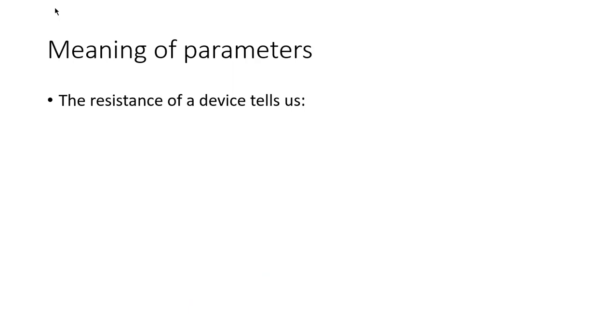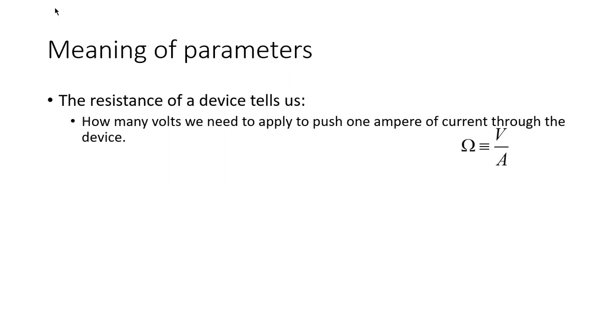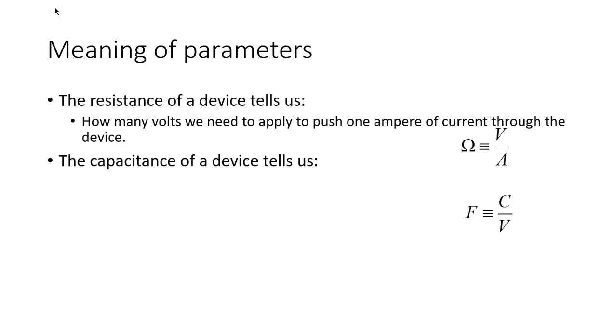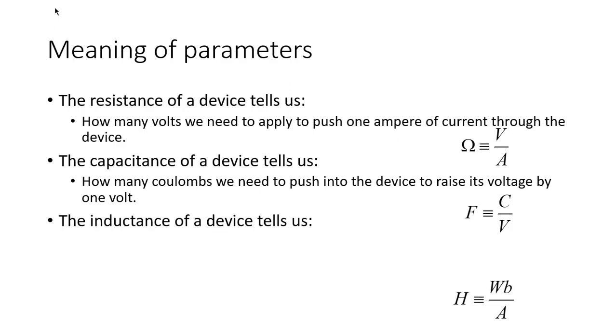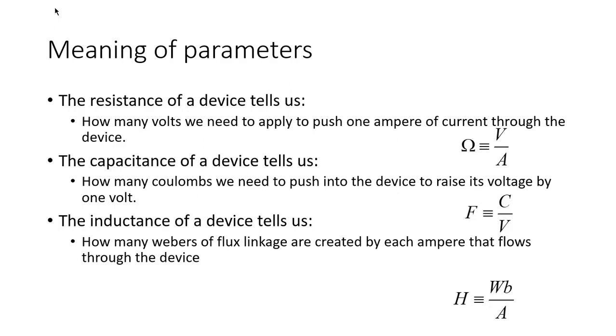The meaning of parameters: the resistance of a device tells us, according to that definition, how many volts we need to apply to the device to drive 1 amp of current through the device. The capacitance of a device, according to that expression, is telling us how many coulombs we need to push into the device to raise its voltage by 1 volt. And the inductance of a device tells us how many Webers of flux linkage are created by each amp that flows through that device.